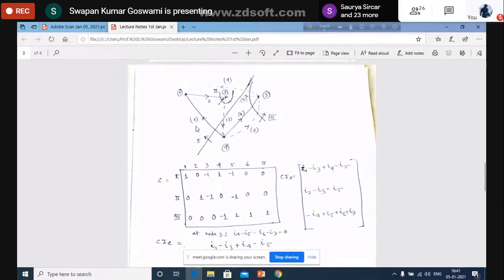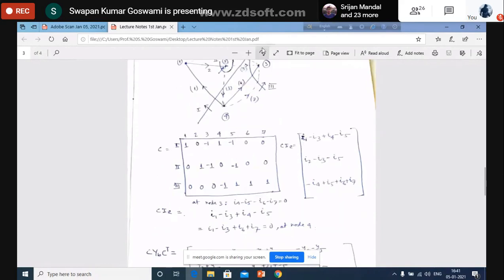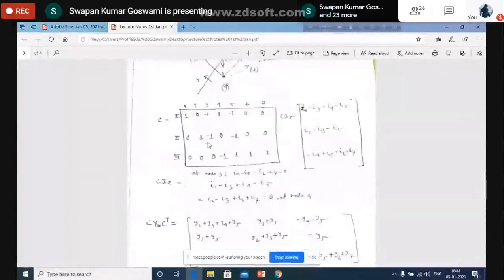So these 4 elements are not all incident to the same node, and therefore we have seen that here also C times IE becomes equal to 0. So we can say that Kirchhoff's current law is not only valid for a particular node, it is valid for a particular zone also. In this way we have explained the result of CI equal to 0 in our previous class.